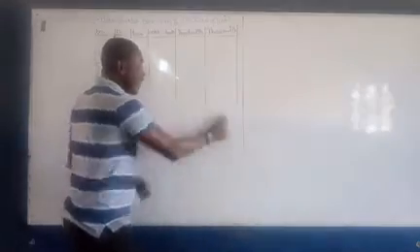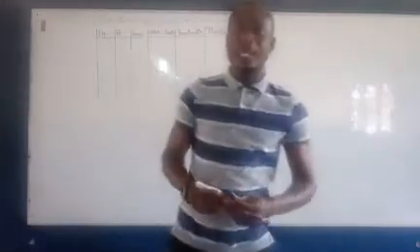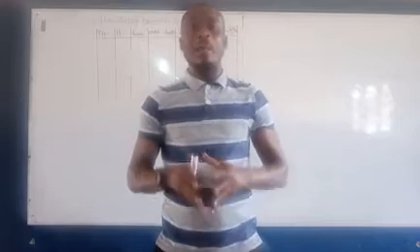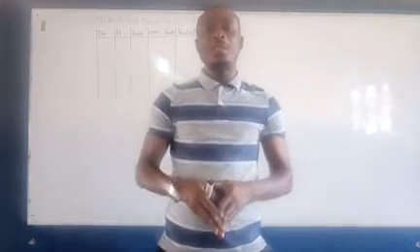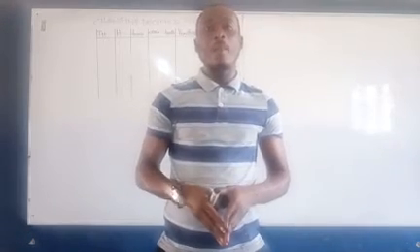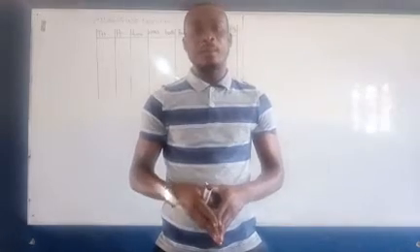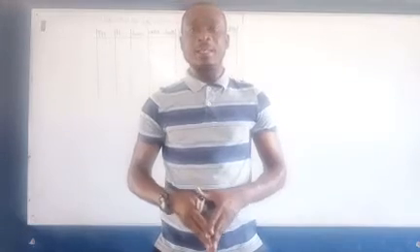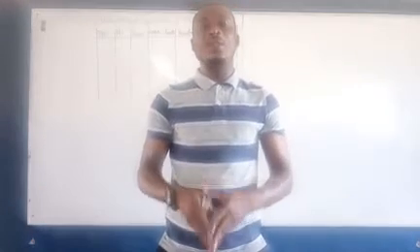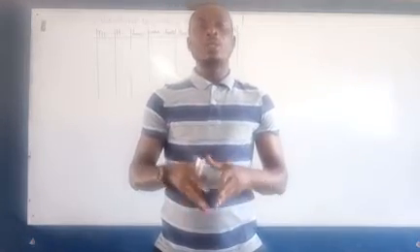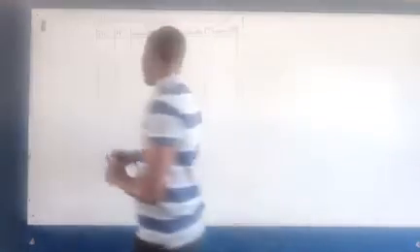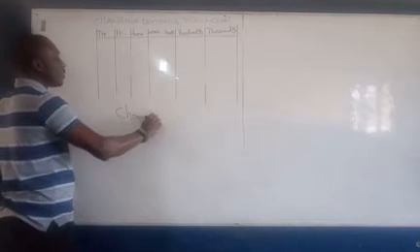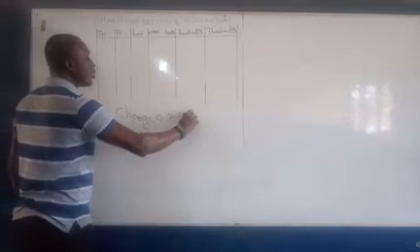Without wasting much time, let's get our books. Get your jotter beside you. If you have your notebook, get it beside you and write this. Change 0.3 to a fraction. I repeat, change 0.3 to a fraction. The question says that we should change 0.3 to a fraction.